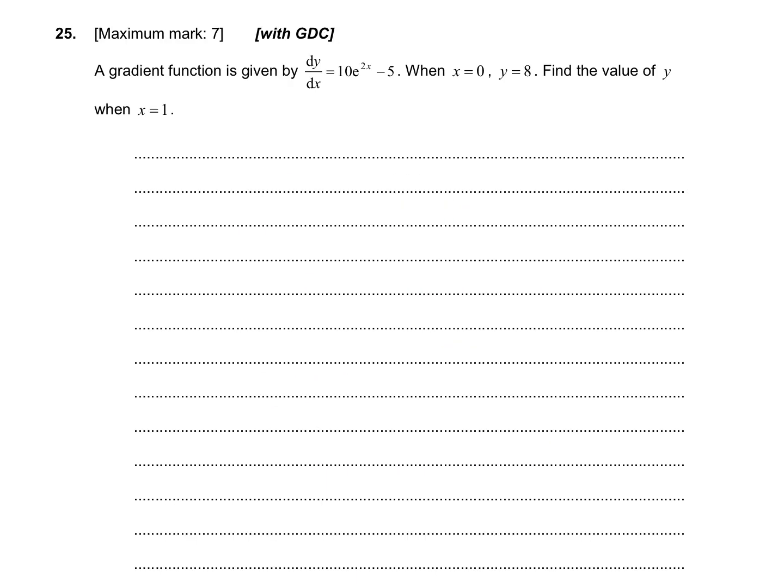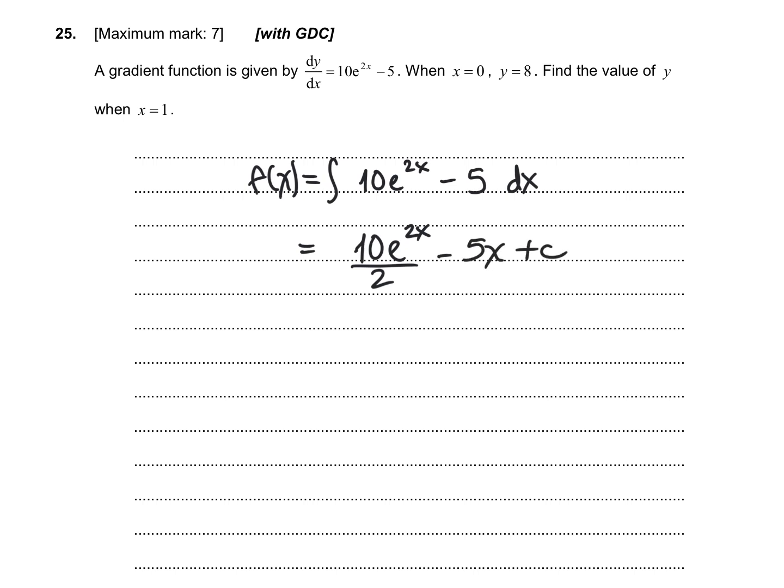All right, 25, we've got to do the same thing. 10e to the 2x minus 5. Oops, dx I meant. So we're going to have 10e to the 2x divided by 2. Remember, e is the same derivative and antiderivative, and then you just have to divide by the derivative of that inside function. It's just substitution. Then minus 5x plus c, and we're going to have 8 is the y.